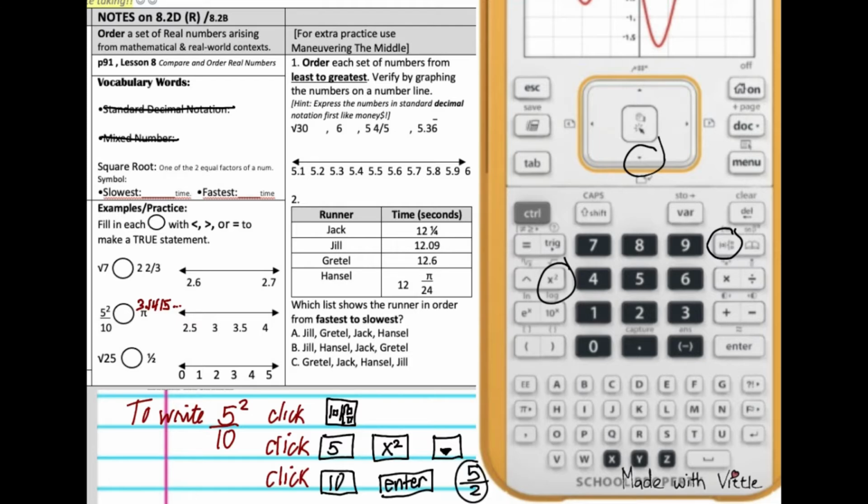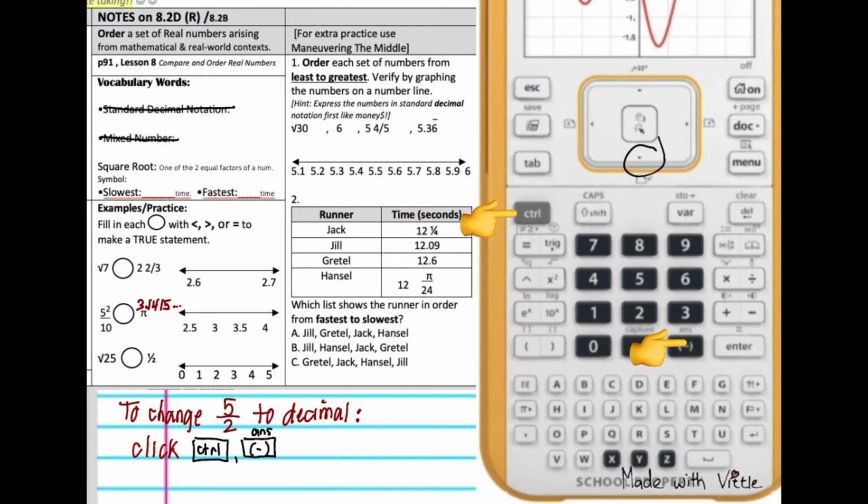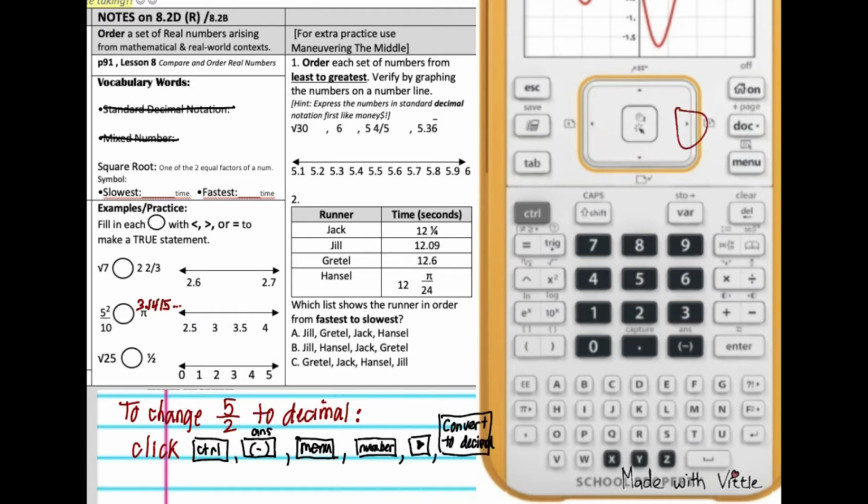To change the improper fraction, or any fraction, to decimal, click control, the ends, menu, number, right arrow key, and convert to decimal. You may hit enter. Then you'll see on your screen this ends, decimal, and then click enter, so your fraction will be changed to decimal. So your 5 squared divided by 10 is 2.5 or 2.50. You can think of it like $2.50. And your pi, you can think of it like $3.14.